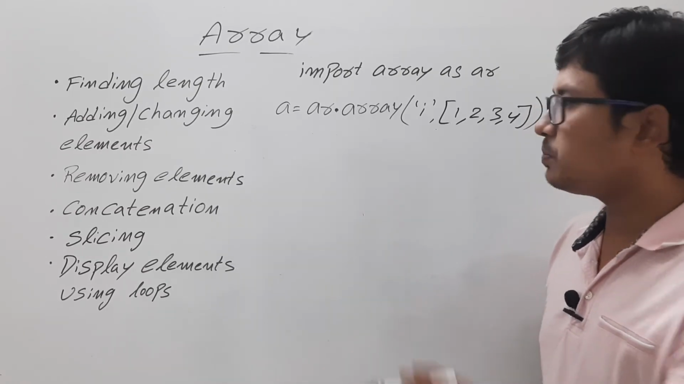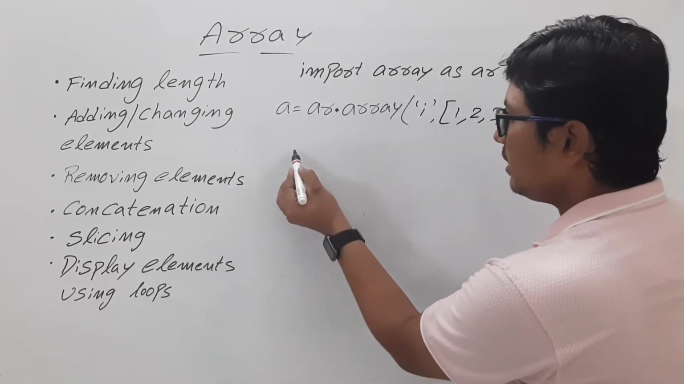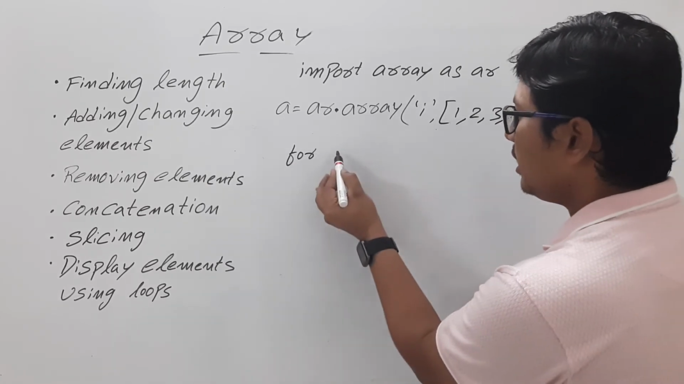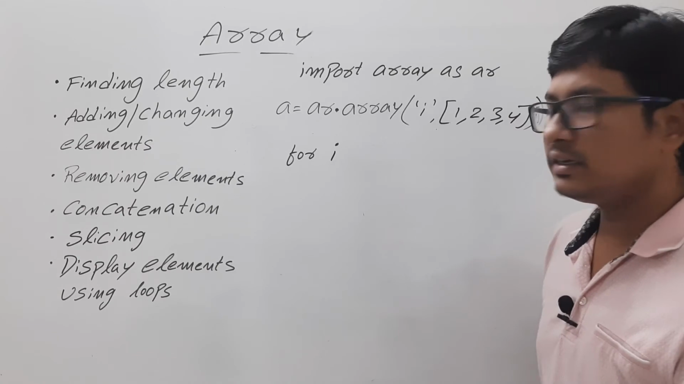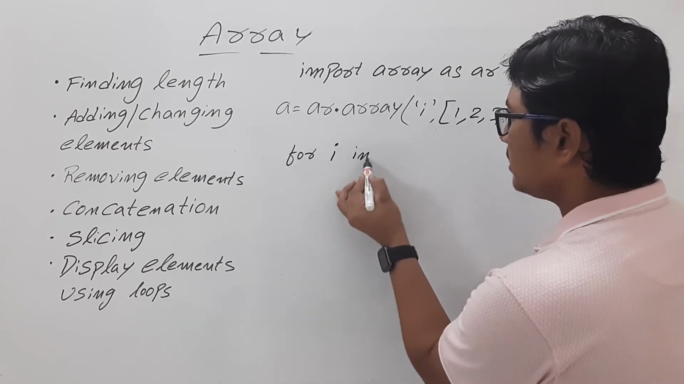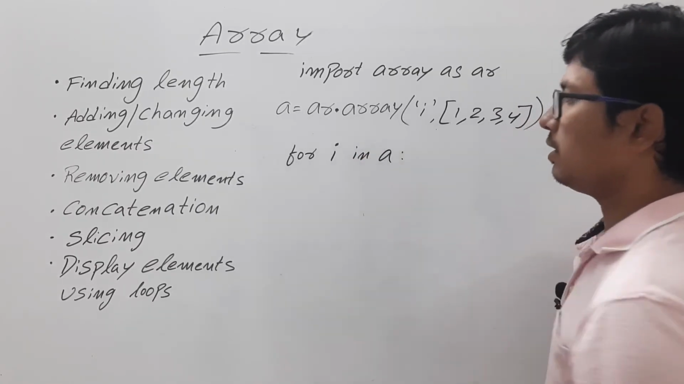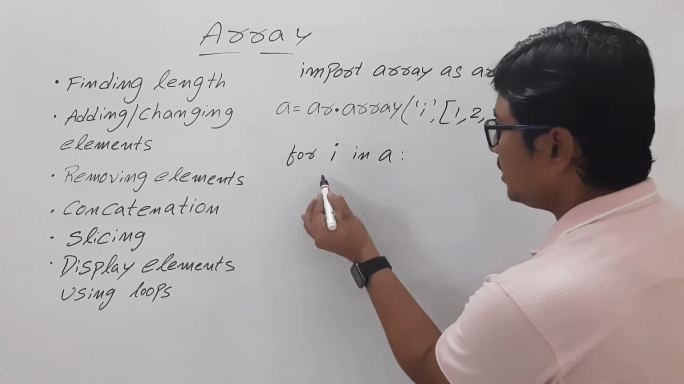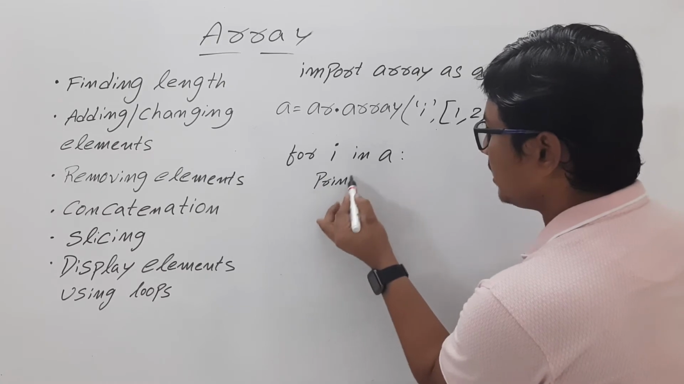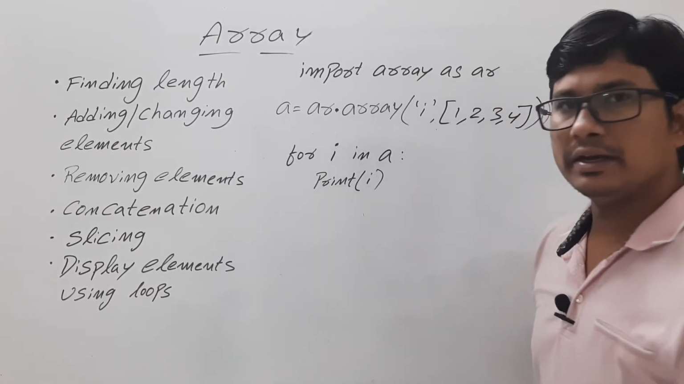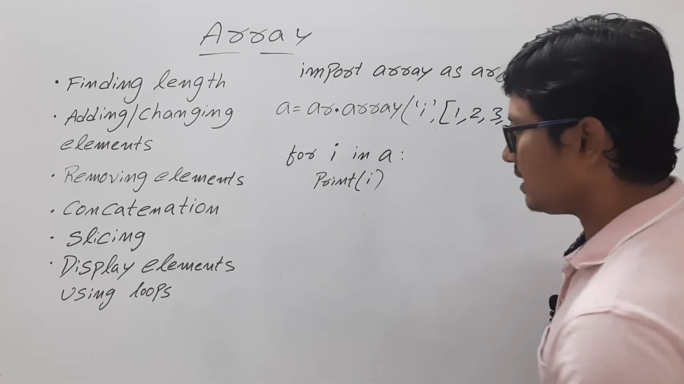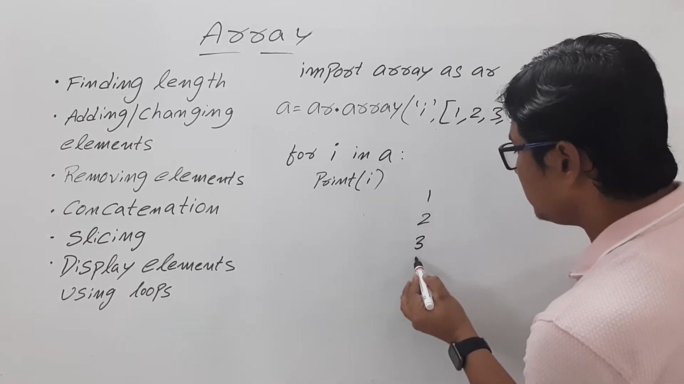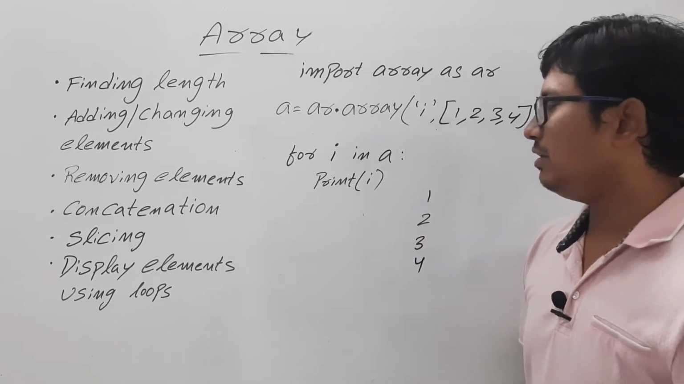Now if I want to display all these elements, I can display them using a for loop. So for, let me take a variable called i, in a, where a is the name of the array. Now if I write print i, then it will give me the output as 1, in the new line 2, then 3, then 4. This will be the output displayed.